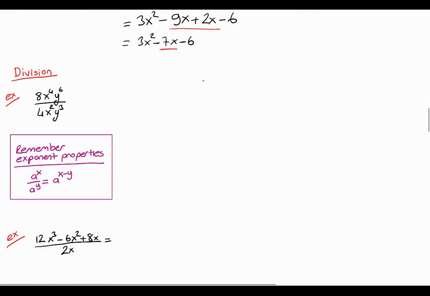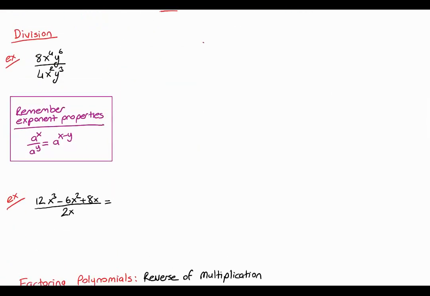Let's go to division. When I am dividing polynomials, in our example I have monomials. So what I'm going to do is just divide numbers by numbers, same terms with same terms. Remember, when we are dividing with exponent properties, a to the x and a to the y, we make a to the x minus y. So I will use these properties here.